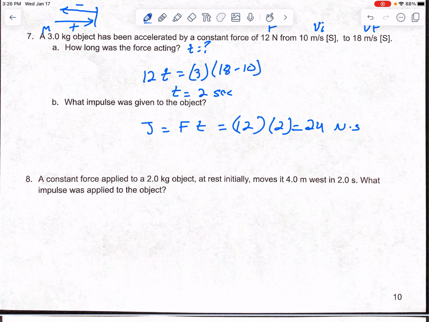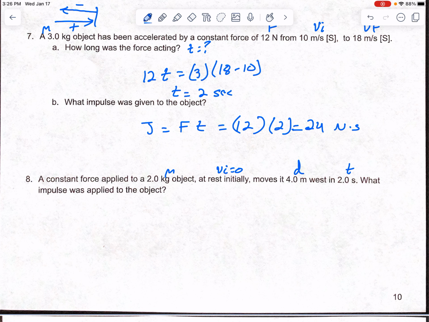8, a constant force is applied to a 2 kilogram object. If a mass initially at rest, VI is 0, moved 4 meters west in 2 seconds. That's actually distance and time. What is the impulse applied to the object?